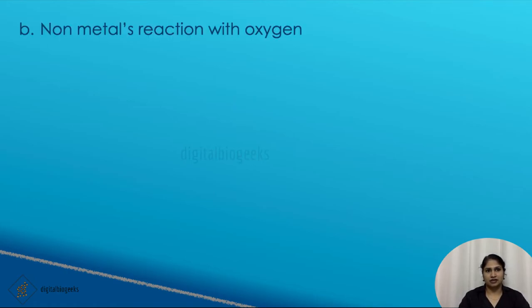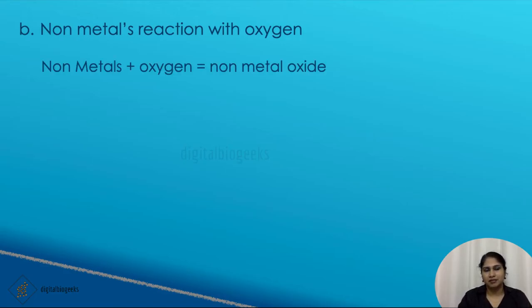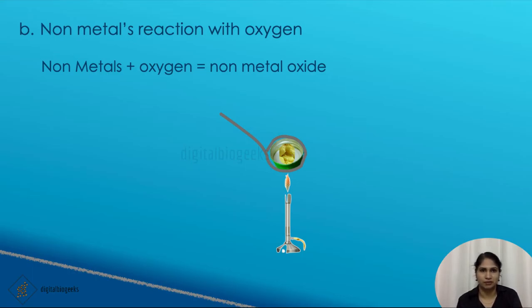Now to the next reaction, non-metals' reaction with oxygen. Like metals, non-metals also react with oxygen to form non-metal oxide. If you keep a small amount of sulfur in a metal cap and wrap it with a metal wire so that you can hold it properly and place this over the flame of a Bunsen burner, what will happen? This sulfur will start to burn.